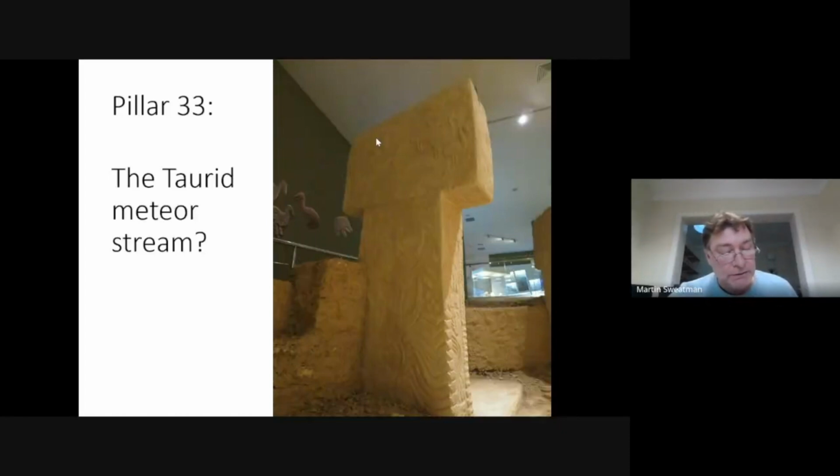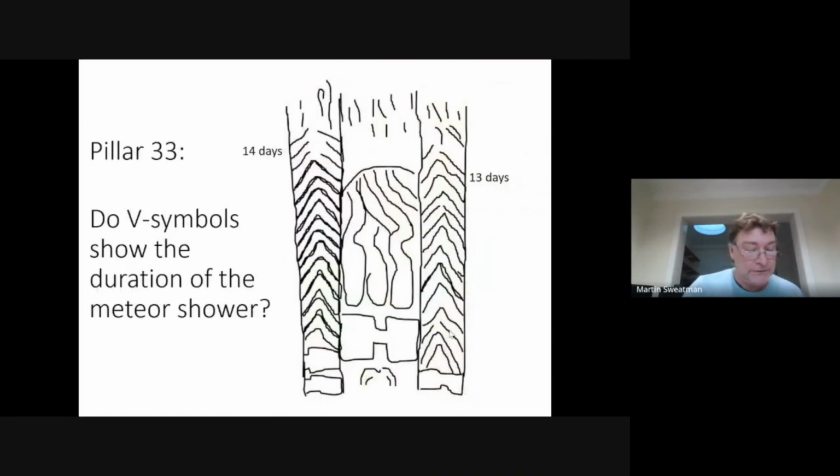Now, we expect that the Taurid meteor stream at the time that Gobekli Tepe was occupied would have radiated from the direction of Aquarius and then Pisces over the course of several weeks. So this pillar could be a very nice picture of the Taurid meteor stream, which is the same meteor stream that is blamed for the Younger Dryas impact. Now you can see in this picture that the snakes converge on the inner narrow face of the pillar. So let's just look at a sketch of that.